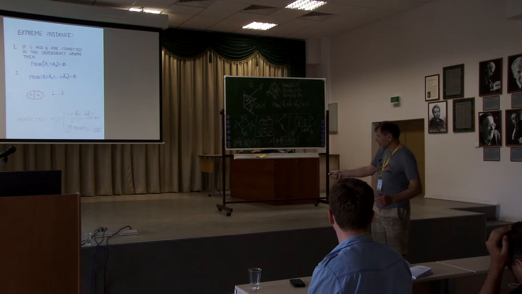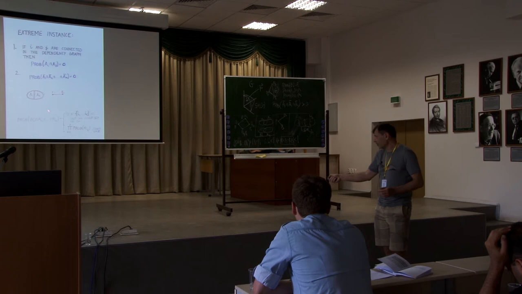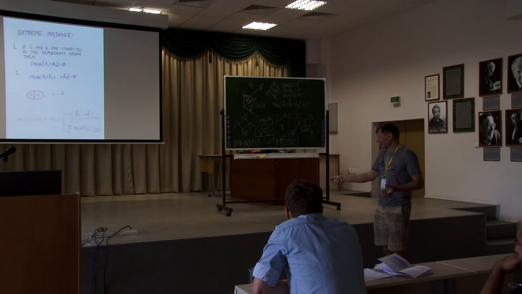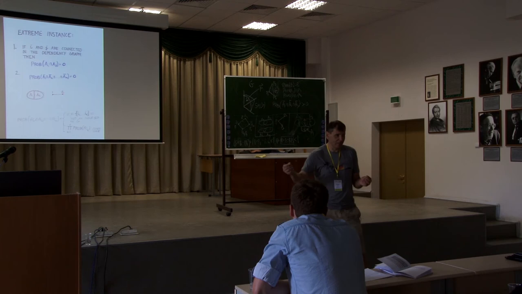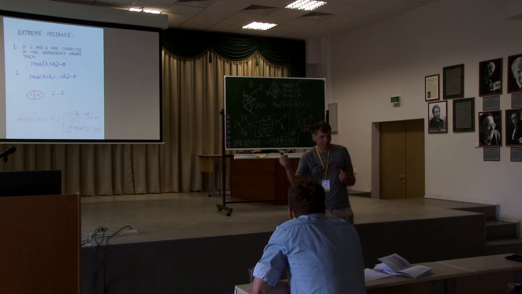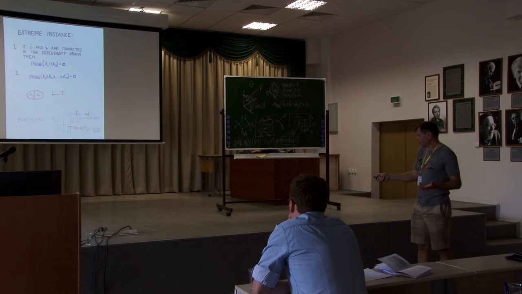So if there is an edge at all between these indices, then this intersection has zero probability. But if there is no edge at all, this means that I1, I2, up to IL is an independent set in the dependency graph. But if it's an independent set in the dependency graph, it means that all those events are independent. And so the probability of this intersection ought to be simply the product.